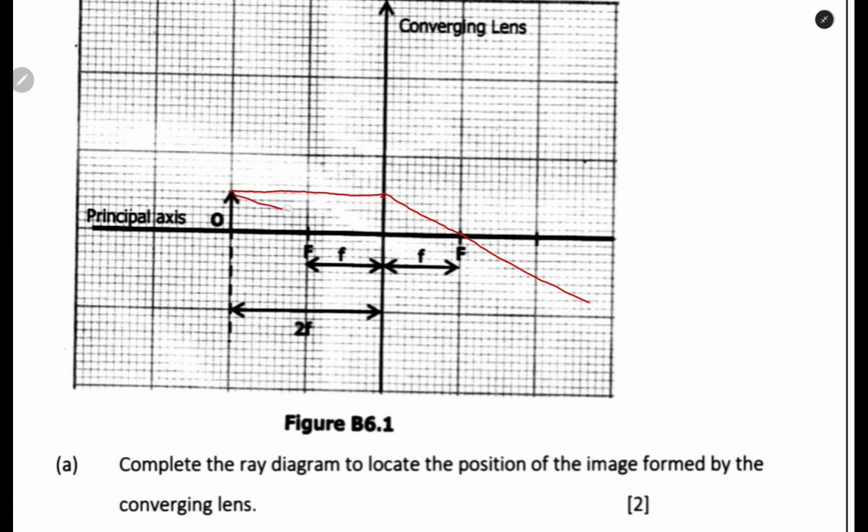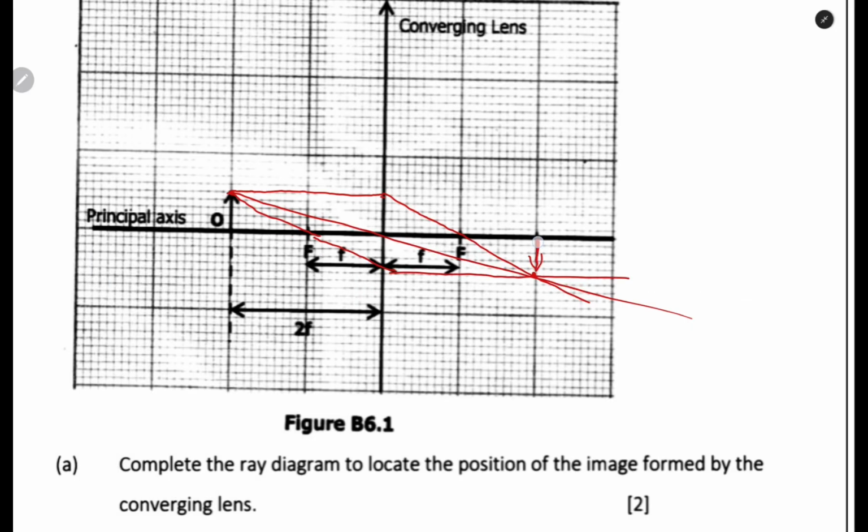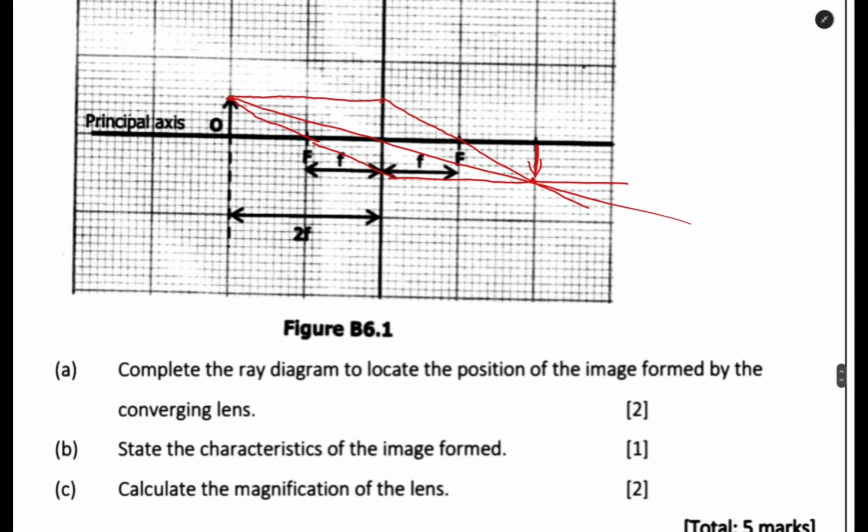Then the one that passes through the middle is not refracted. Just these two, you'd have drawn the ray diagram. But if you want, you can even include the one that passes through F. When it hits the lens, it becomes parallel to the axis. So it becomes like that. At this point is where the image will be formed. So we've completed the ray diagram. Like I said, even just two are enough.